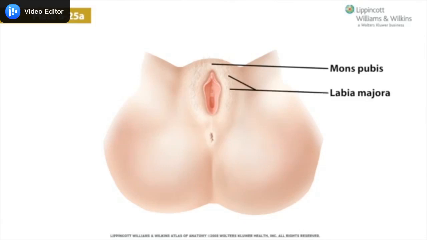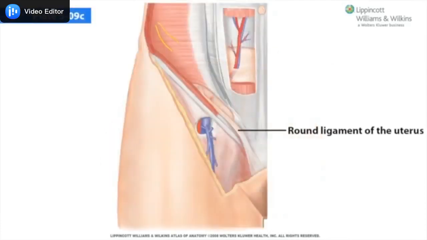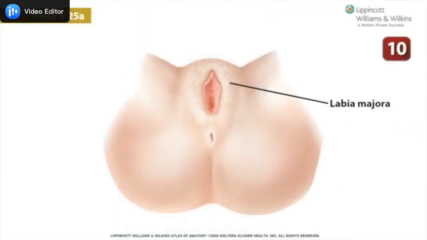The labia majora are fat-filled folds of skin. Following puberty, the skin over the labia majora and the mons pubis becomes covered with hair. Recall from the solid anatomy lecture on the anterior abdominal wall that the round ligament of the uterus passes through the superficial inguinal ring and becomes anchored within the labia majora. The area between the labia majora is the pudendal cleft.